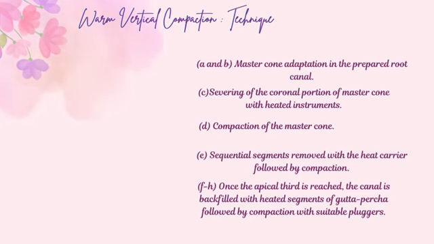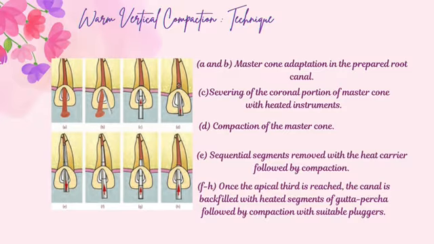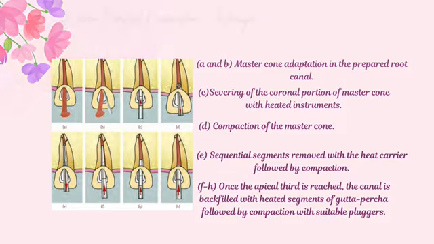The warm vertical compaction technique: the master cone is adapted in the prepared root canal, severing the coronal portion of the master cone with a heated instrument, followed by compaction of the master cone. Sequential segments are removed with the heat carrier, followed by compaction. Once the apical third is reached, the canal is backfilled with heated segments of gutta percha, followed by compaction with a suitable plugger.